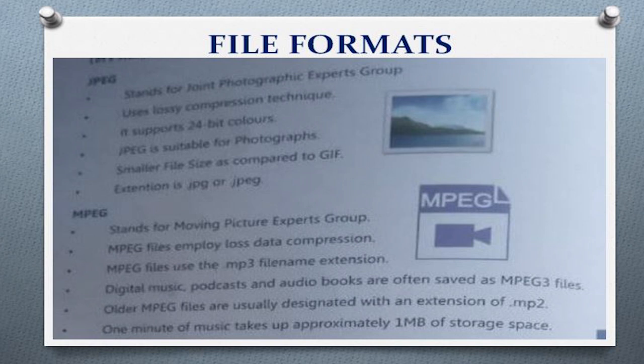Next one is MPEG. MPEG means Moving Picture Experts Group. MPEG files employ lossless data compression. MPG files use the MP3 file extension. Suppose you are having any audio files, these come under MP3. So digital music and audiobooks are often saved as MPEG3 files. Older MPG files are usually designated with an extension of .mp2. 1 minute of music takes approximately 1 MB of storage space. That means 1 minute of a song will take 1 MB of space.